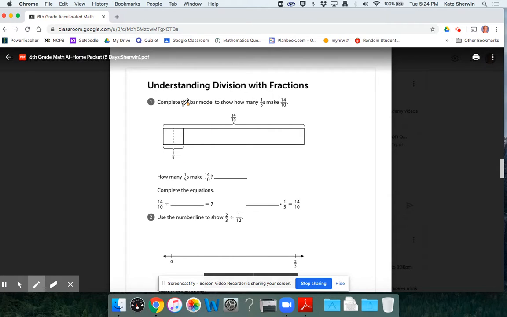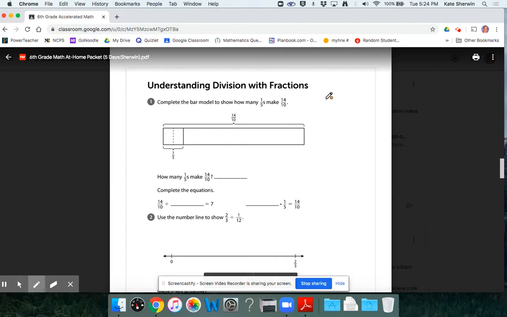It says complete the bar model to show how many fifths make 14/10. So I'm going to think aloud here. When I first see this problem, the first thing I see is that this 14/10 is an improper fraction, and I want to change it into a mixed number. I want to know what that is equal to. So remember, to change into a mixed number, you would divide.